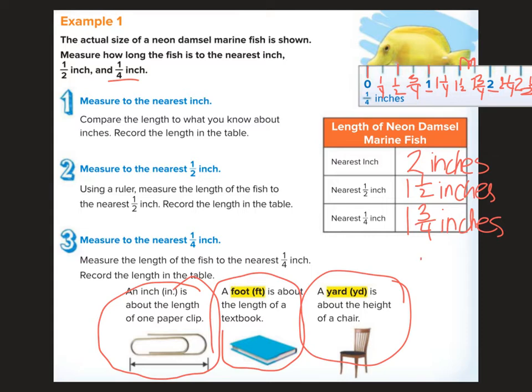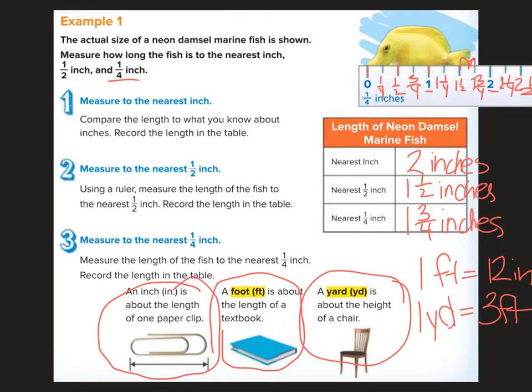So 1 foot equals 12 inches. 1 yard equals 3 feet. Okay, so there's 3 feet that fit in a yard. We have yardsticks at school that we use, so that they have 3 feet in them. So they're easier to use than a ruler that only has 12 inches on it.